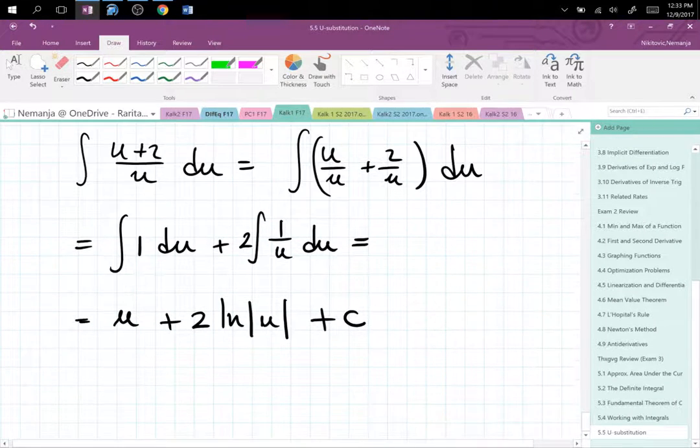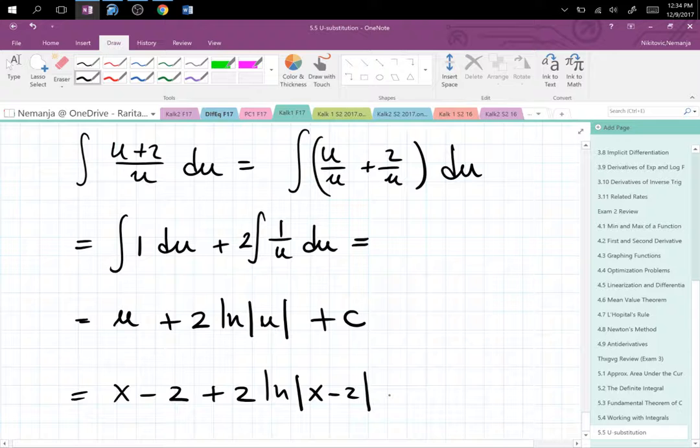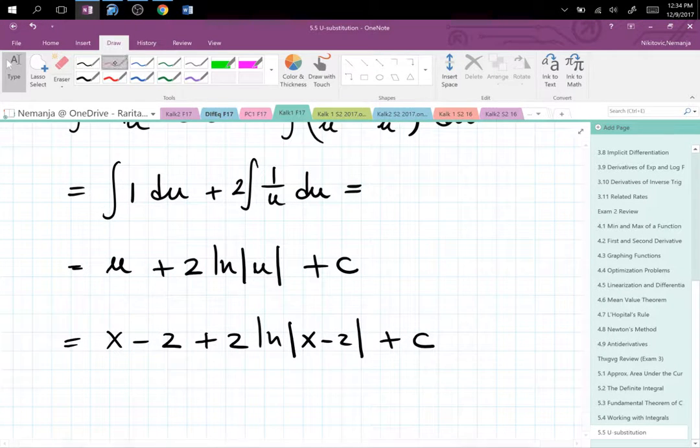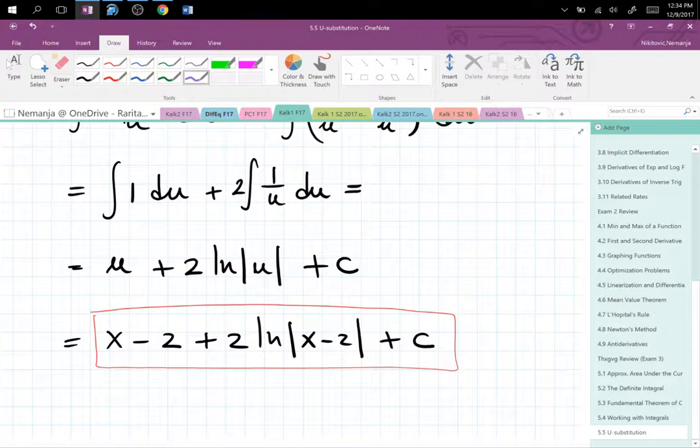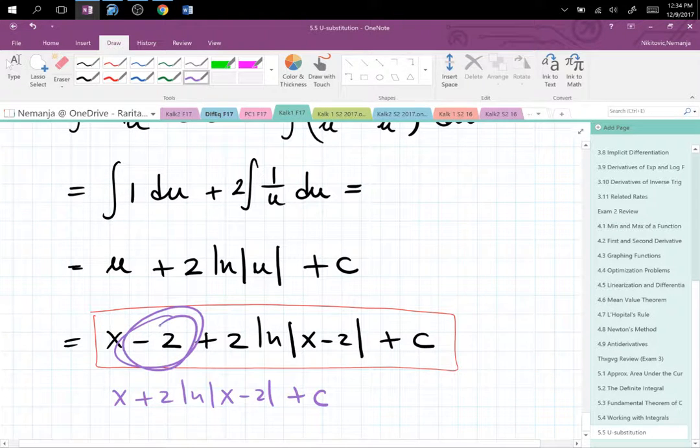We know that our u was x minus 2, so the whole thing is x minus 2 plus 2 ln absolute x minus 2 plus c. Now, this is the one that I'm going to box. But most likely, if you go to Wolfram Alpha, Mathematica, and so on, you are going to get x plus 2 ln x minus 2 plus c without this negative 2. And the reason is it gets absorbed in the constant, because this constant is some number that is not determined yet.